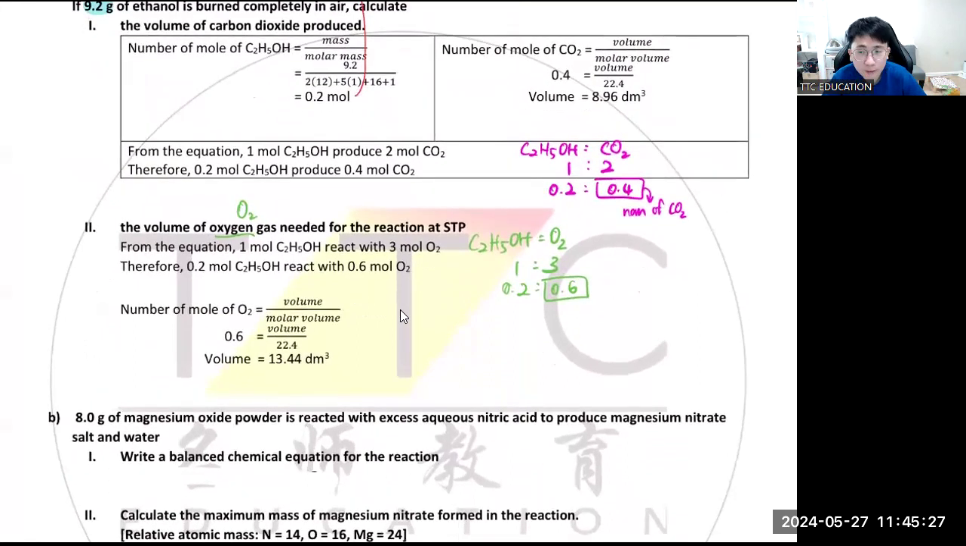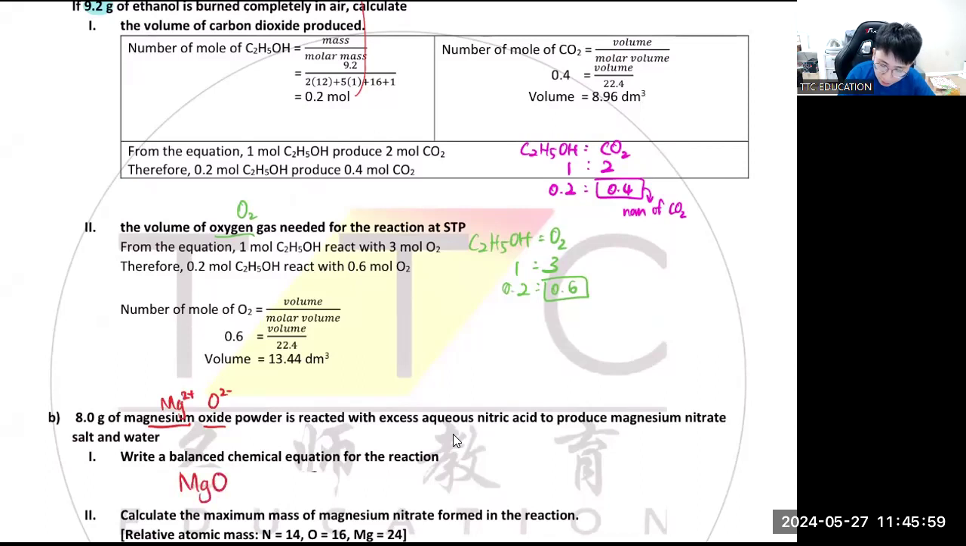But of course, in the exam, is it possible they don't give you any equation? Also possible. See, 8 grams of magnesium oxide powder reacts with excess aqueous nitric acid to produce magnesium nitrate, salt, and water. Write a balanced chemical equation for the reaction. First thing first, what is magnesium oxide? I hope you all still remember. Magnesium ion is Mg2+, oxide is O2-, so it's MgO.